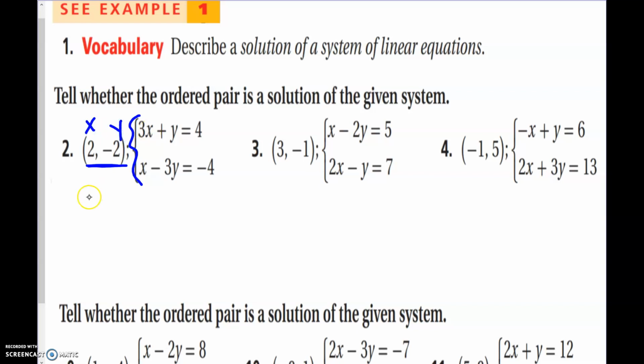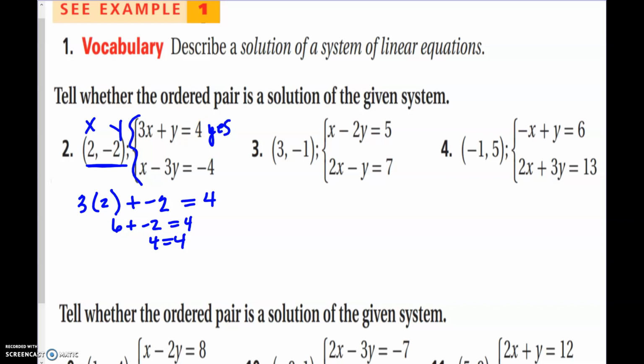So in this first equation, in place of x, I'm going to plug a 2, and in place of y, I'm putting a negative 2, and I want to know, does that equal 4? So if we have 6 plus a negative 2, that equals 4, 4 equals 4. So that ordered pair, 2, negative 2, works for that first equation. So this first one is a yes, it does work for that.